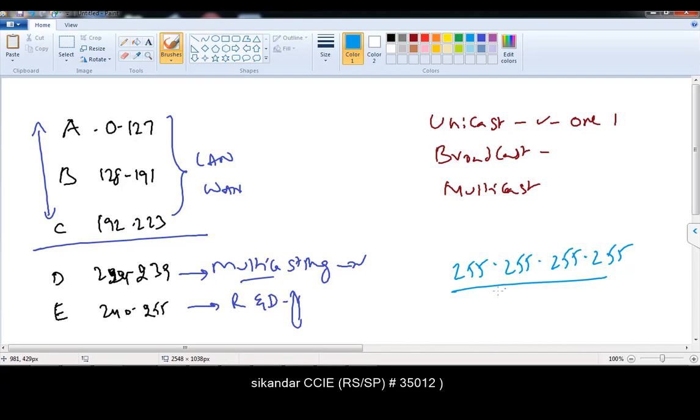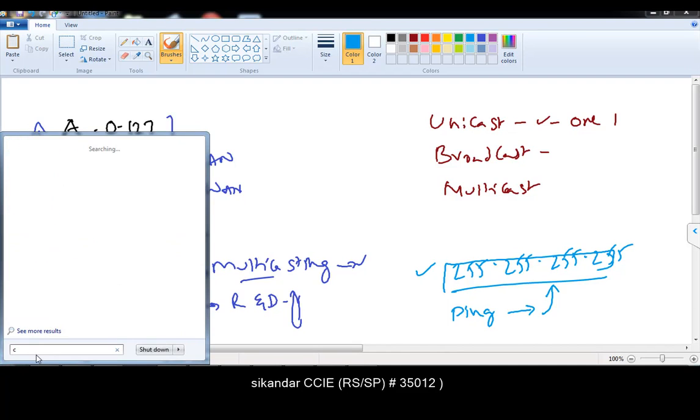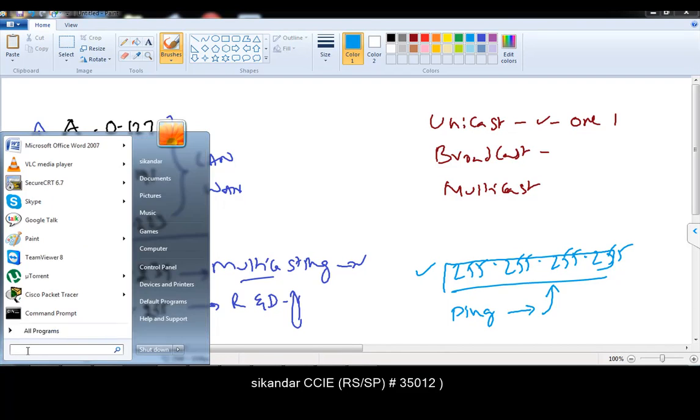255.255.255.255. Ping is generally used for testing connectivity. If I send a ping message to this address, it will try to get a reply from all the devices. So let me try whether it works on my PC.